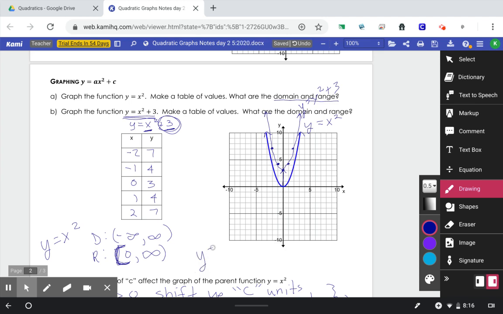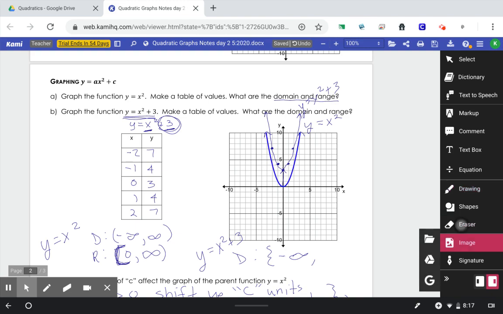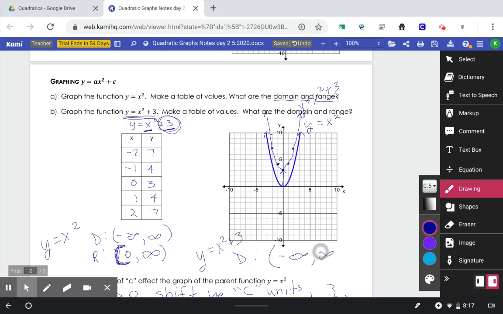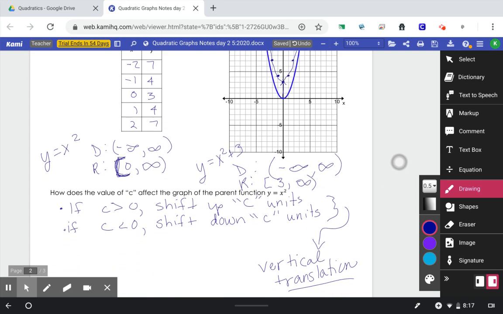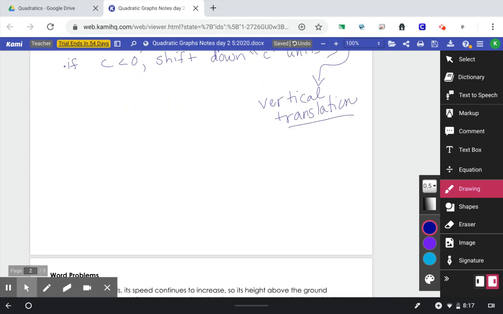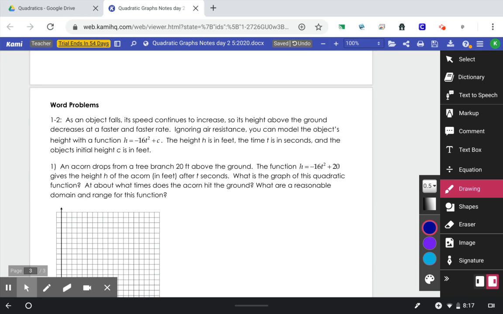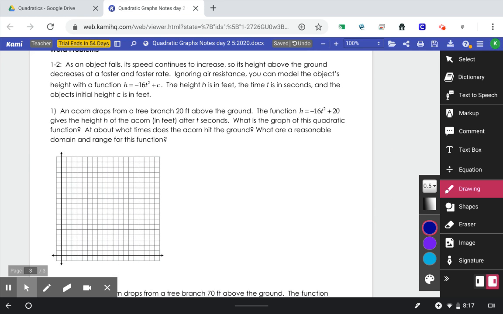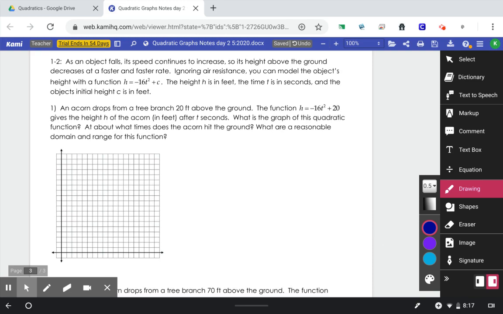For the equation y equals x squared plus 3, the domain is still negative infinity to positive infinity. But the range is going to be different this time, because now the lowest y value is 3, and it will go off into infinity. Because of that shift, because of that plus 3, that's what's changing the range for this problem.